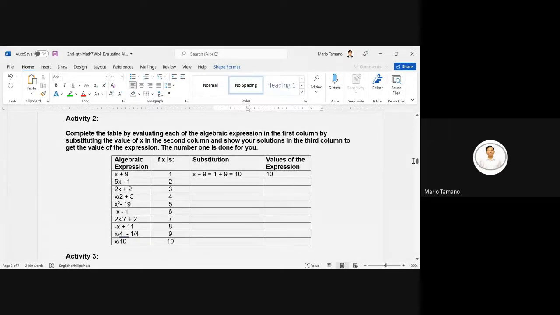Complete the table by evaluating each of the algebraic expressions in the first column by substituting the value of x in the second column and show your solutions in the third column to get the value of the expression. The number 1 is done for you. So, yung x plus 9, simple lang po, replace x with 1. So, 1 plus 9 is 10. The value of the expression is 10. Okay po? Naintindihan?